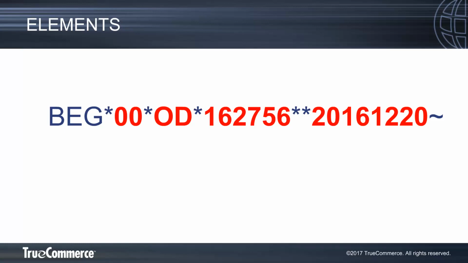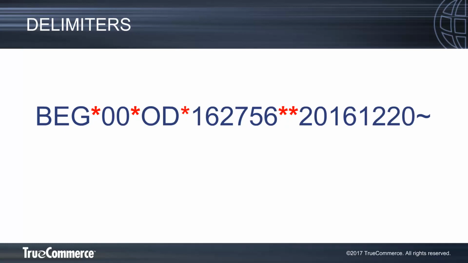Each segment contains groups of numbers, letters, or a mixture of both. These are called elements. Data elements combine to make data segments. In this example, the elements are separated by asterisks. These are called delimiters.